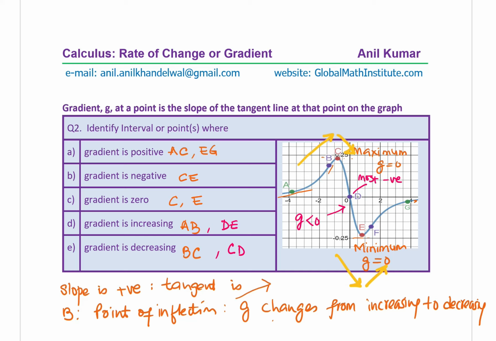You get the idea. So at D also, we have a point of inflection. In short, we write this as POI, point of inflection. In this particular case, the gradient g is changing from decreasing to increasing.